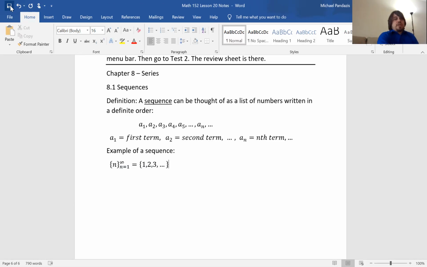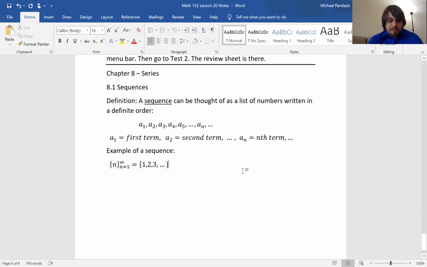So the first term is 1, the second term is 2, the third term is 3, and so forth. This is an example of a sequence. It's a list of numbers written in a definite order. They don't have to be increasing. They don't have to have any particular pattern. You just define what your list is, and then that list is a sequence.